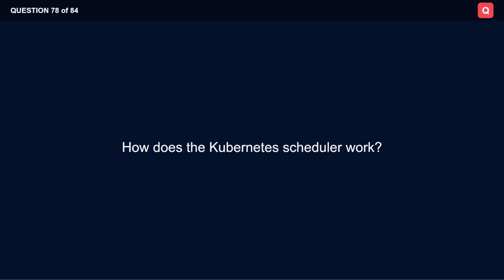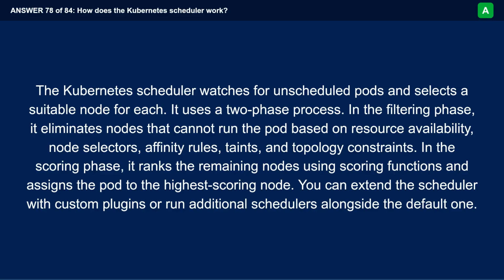How does the Kubernetes scheduler work? The Kubernetes scheduler watches for unscheduled pods and selects a suitable node for each. It uses a two-phase process. In the filtering phase, it eliminates nodes that cannot run the pod based on resource availability, node selectors, affinity rules, taints, and topology constraints. In the scoring phase, it ranks the remaining nodes using scoring functions and assigns the pod to the highest scoring node. You can extend the scheduler with custom plugins or run additional schedulers alongside the default one.